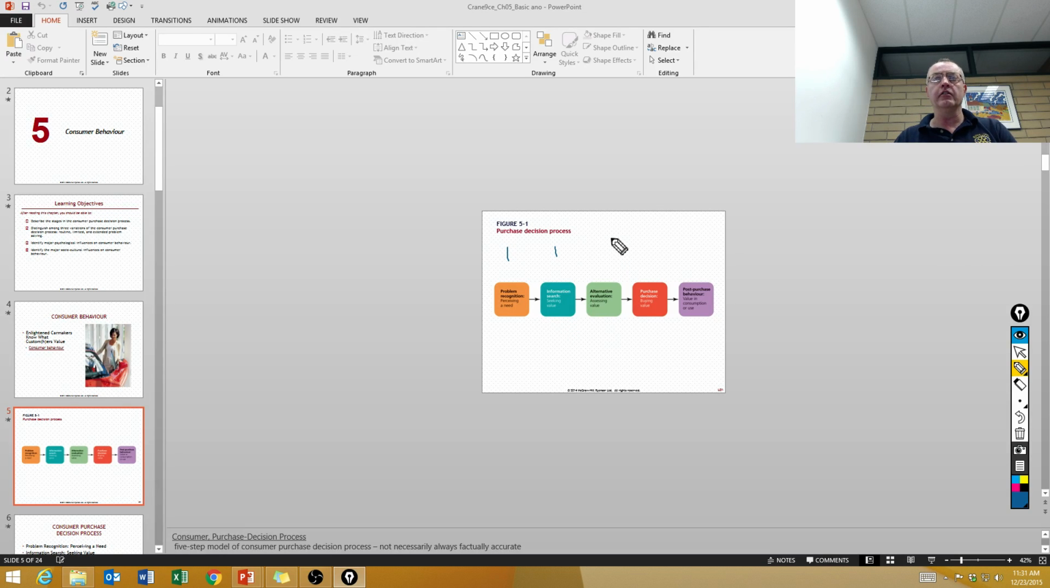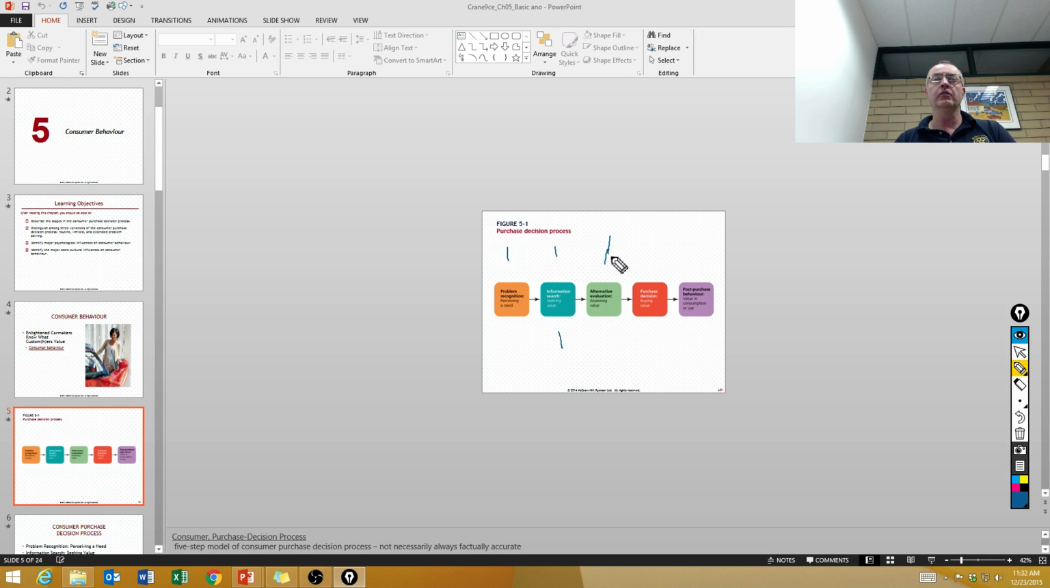Okay, the third step in the sequence here is evaluating the alternatives. So in the second step, we go out and look at possible solutions, and then in the third stage, we evaluate the possible solutions to a problem. And the evaluation phase has three components. One is the creation of a so-called awareness set. So it's the group of alternative products or brands that are capable of solving your problem.